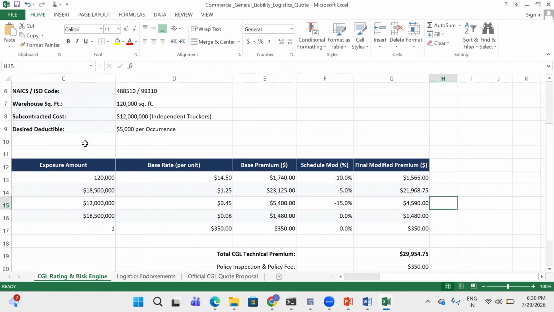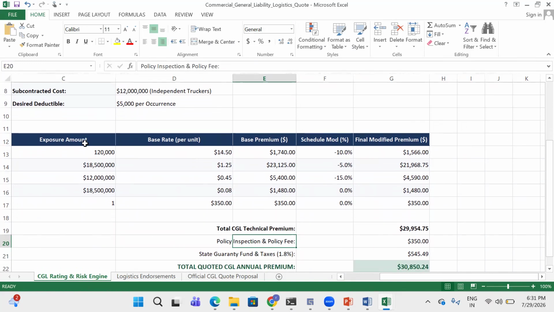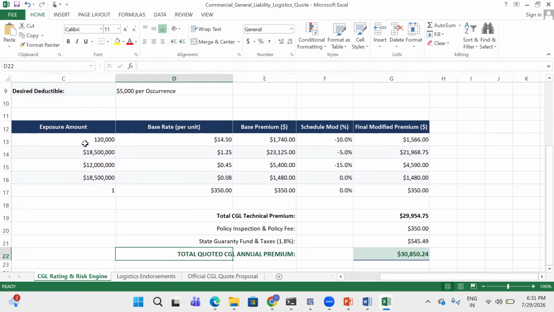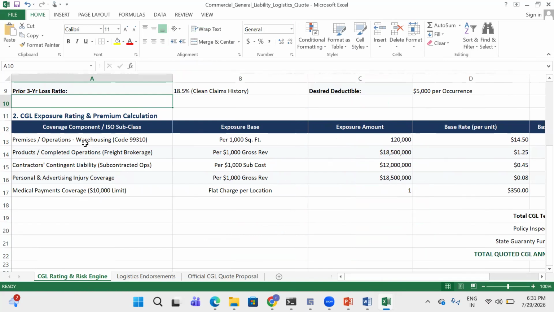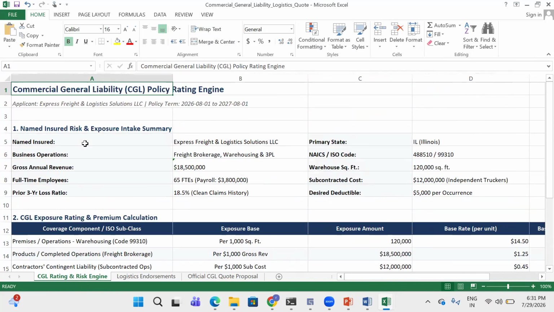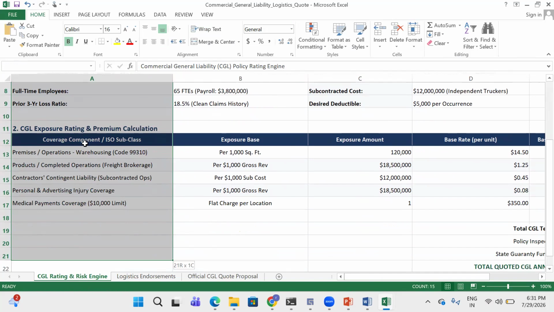The total commercial general liability technical premium is $29,954. This is the total technical premium. Then you include the policy inspection fees, and at the same time state guaranty fund taxes will be added. So the total quote per CGL annual premium will be somewhere around $30,850.24. This is how the system will calculate the premium.